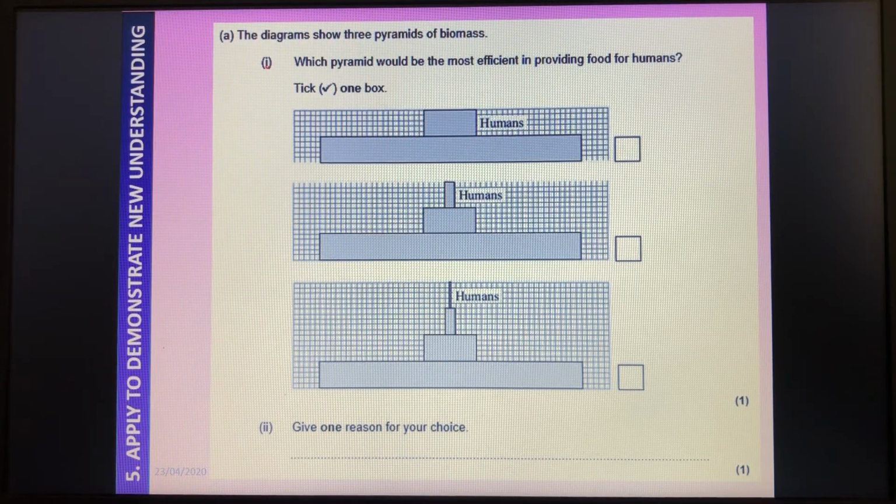Have a little look. You're going to go for 1, 2 or 3, and what is the reason for your choice? If you need extra time, pause now.